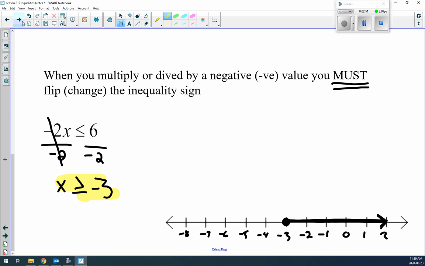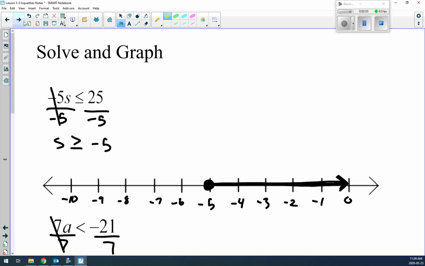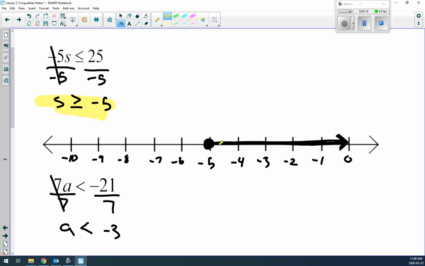Okay, flip to the last page, and we'll do a bunch of examples here. So let's look at this one. -5s is less than or equal to 25. You got to get s by itself, so you divide both sides by -5. -5 divided by -5, those reduce down. 25 divided by -5 is -5. We just have to remember, since we divided by -5, we have to flip the direction of the sign. So there it is, it's flipped. Again, do your number line here. Solid circle at -5, and we're going to go everything to the right of this.